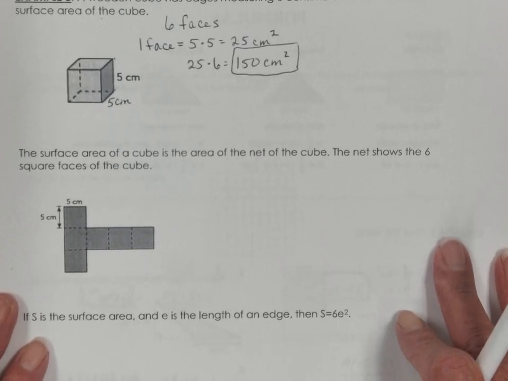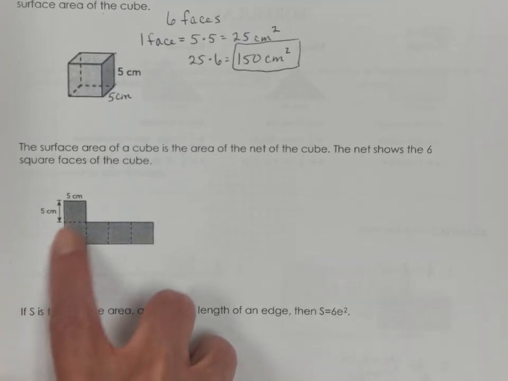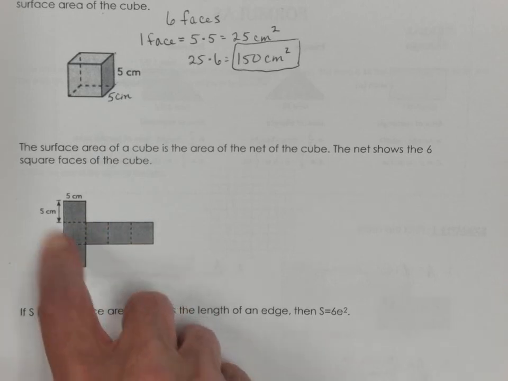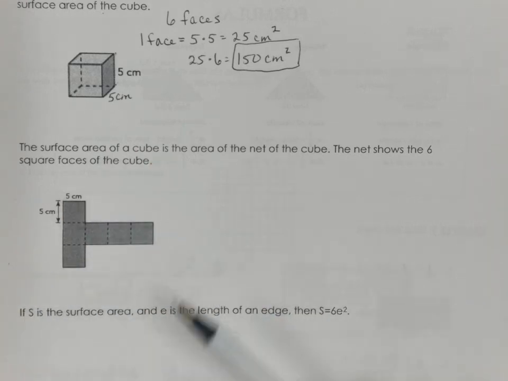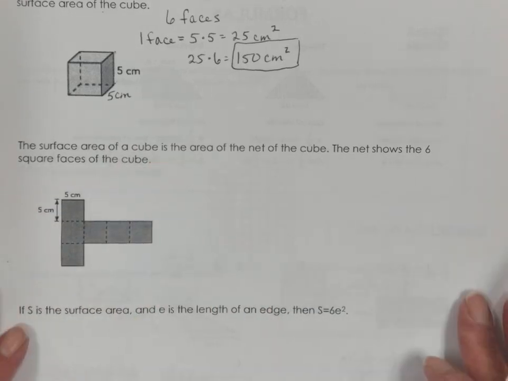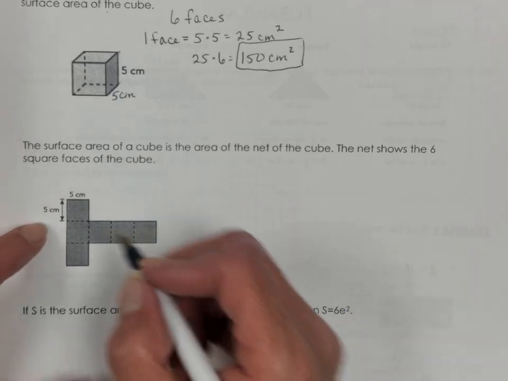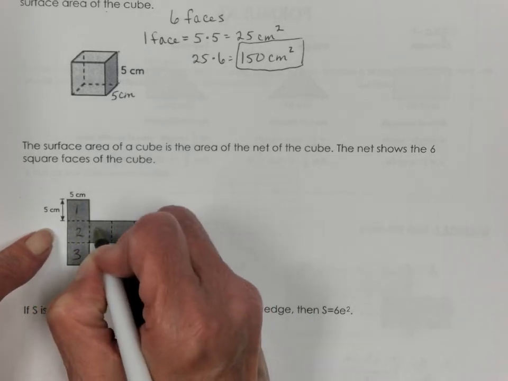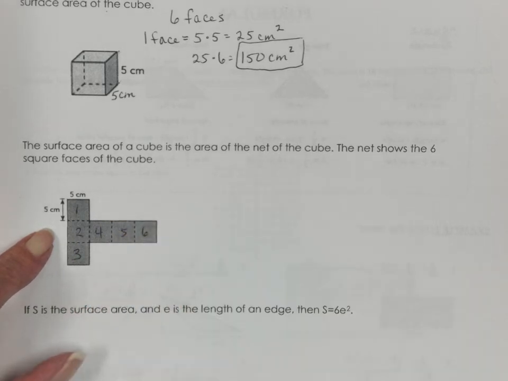Now, my brain doesn't do this very well. I have a hard time putting together this net and coming up with the cube, okay? If you don't have any problems manipulating that in your brain, more power to you. I wish I could do it. What I can, however, do is say I've got 1, 2, 3, 4, 5, 6 spaces.